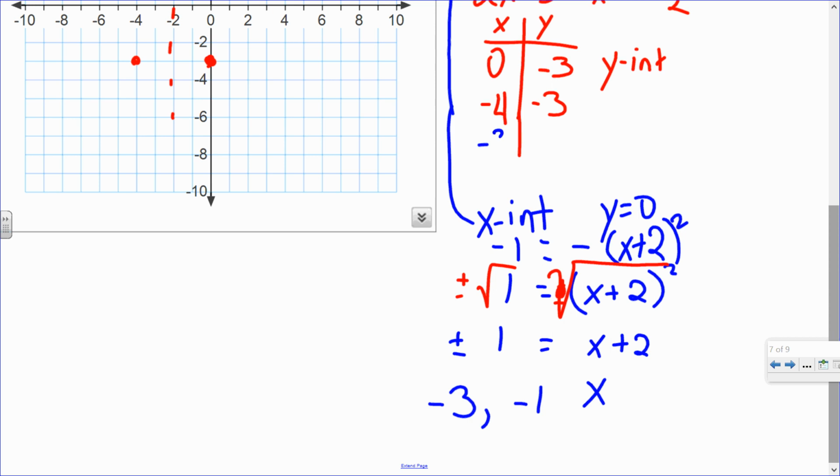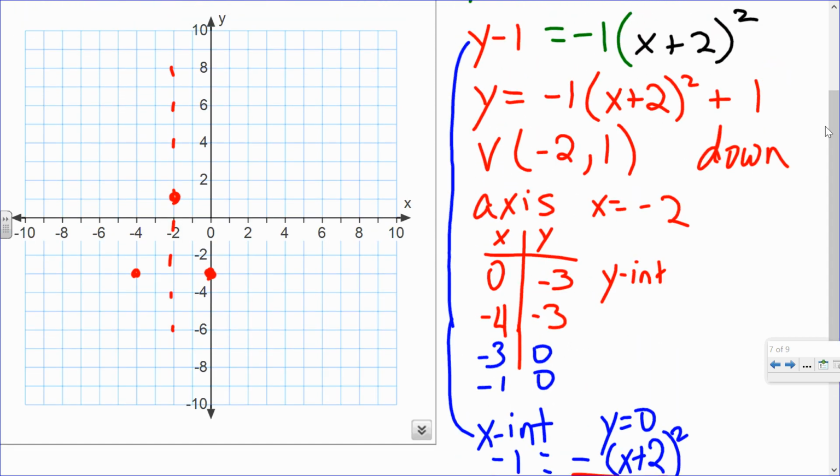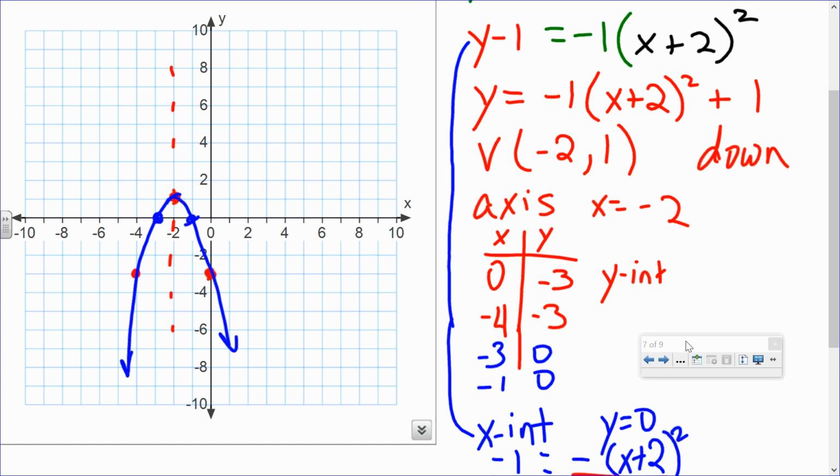So if I have negative 3, 0, negative 1, 0, I can plot those. And then I can fill in my parabola and try your best to get them to where they're curved at the vertex, not pointy. So any questions with that? They get a little bit messy, but it's kind of coming back to what we did last year. All right, then we will call that a day for taking notes.